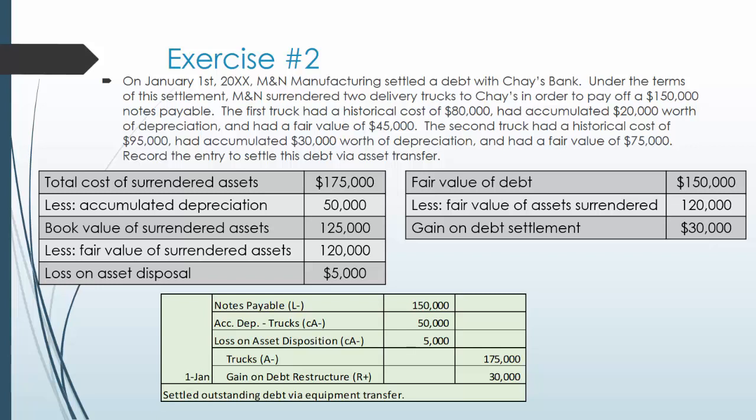We need to take the trucks that we are surrendering off our books at their historical cost. Well, the total cost of our surrendered assets was $175,000. So let's go ahead and credit our trucks account for $175,000 to take those two assets that we're surrendering off of our books. And lastly, we need to recognize a gain on our debt restructure or debt settlement, which is going to be a credit for $30,000.